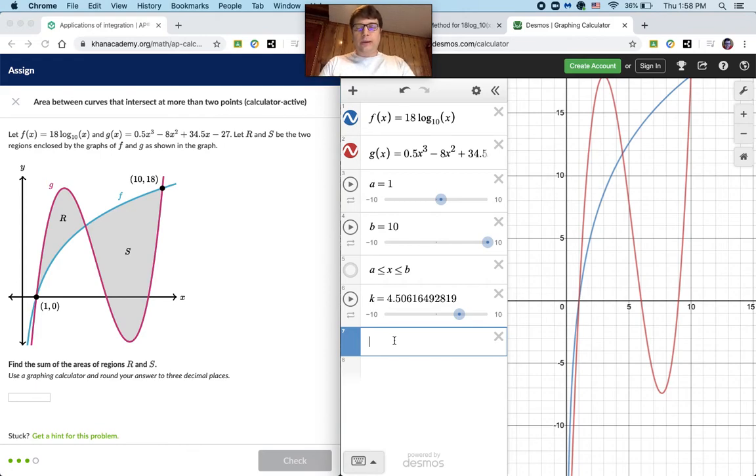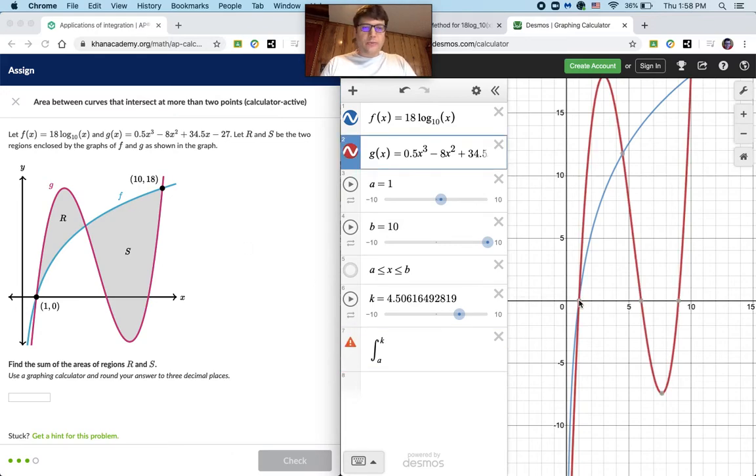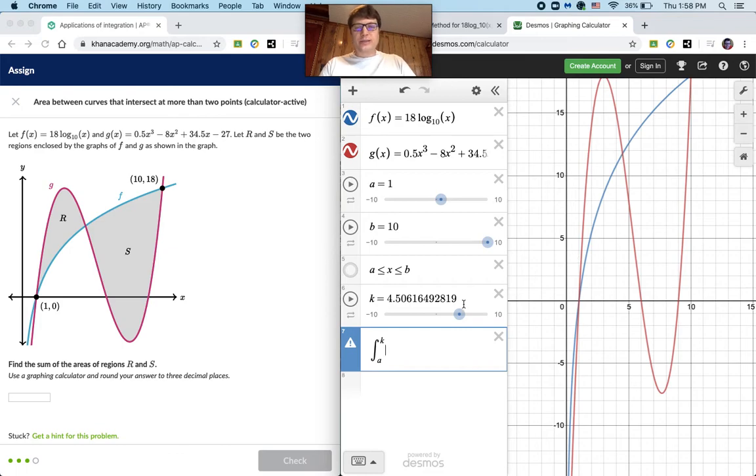Now we're ready to do the math that'll get us the digital calculation for the answer. We're talking the integral from a to k. That's because we're going from the first place where the graphs cross to this k value, 4.506. The top function is g of x. So in this interval, I want to go g of x minus f of x dx. And that means that the area of region R is 22.812, and so on.